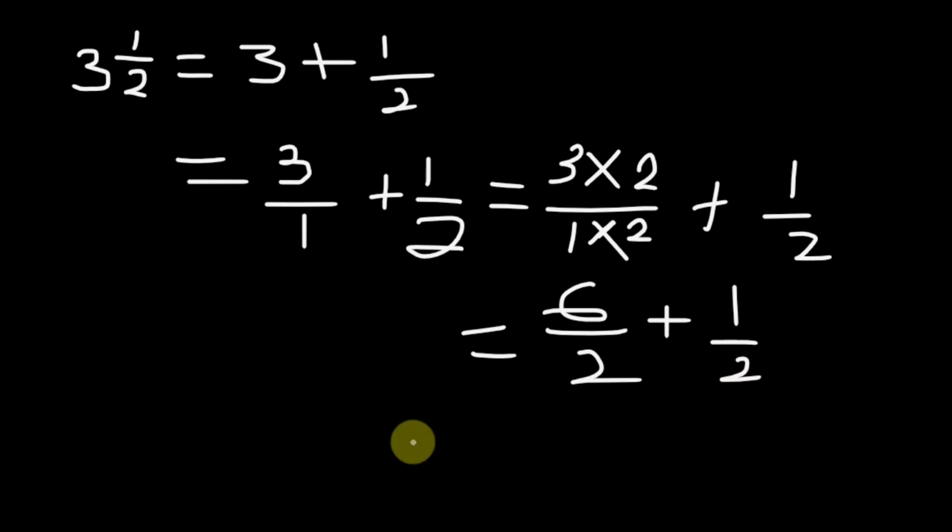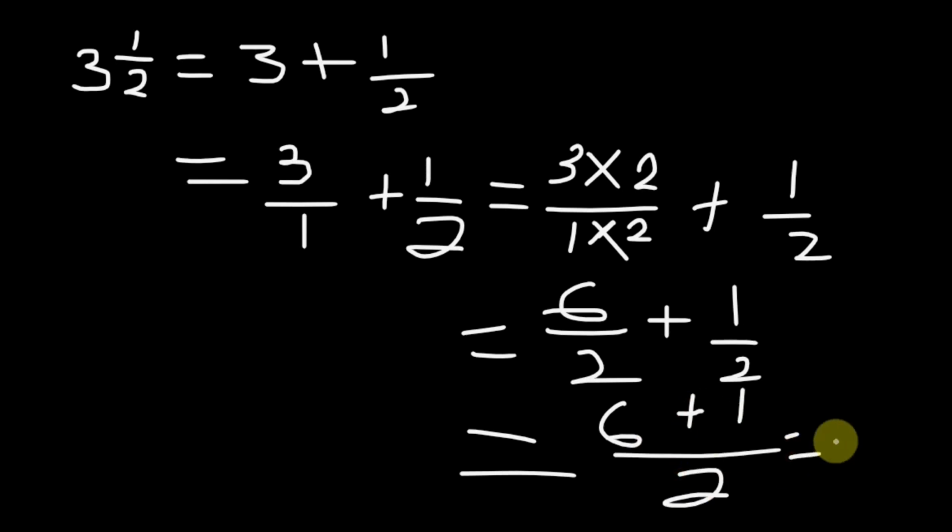For a case of addition of fractions having the same denominator, we add the numerators accordingly, ignoring the denominator because they already have the same denominator. So in this case, we now have 6 plus 1 over 2, which then gives us 7 over 2. So here we have been able to put this mixed fraction into a single fraction.